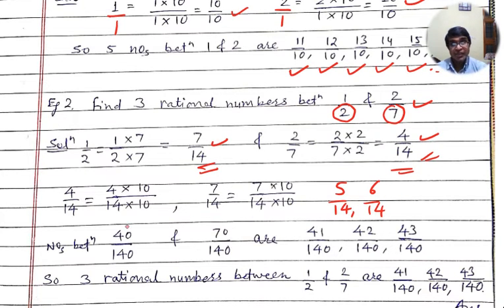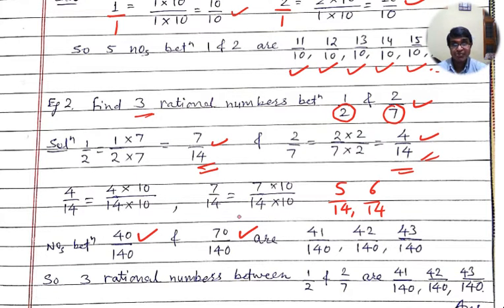So what do we do? We find the equivalent fractions, means this 4 by 14, if you multiply by 10 in numerator and denominator, becomes 40 by 140, as we have done in the previous question. Similarly, this 7 by 14 can be written as 70 by 140. So now we have these two numbers, 40 by 140 and 70 by 140, and we can find many rational numbers between them. We want just 3 rational numbers.